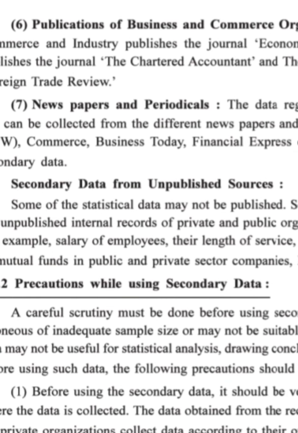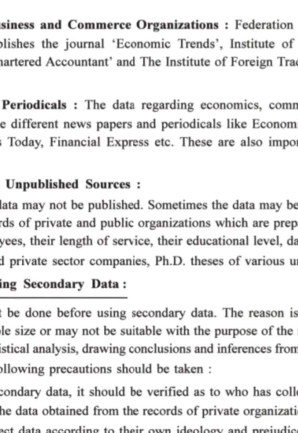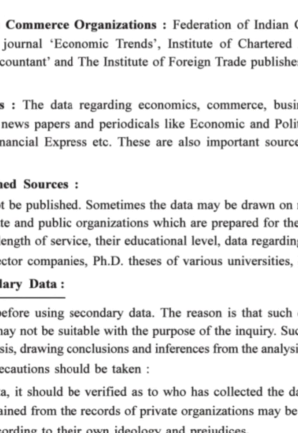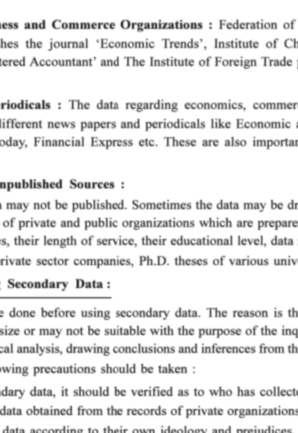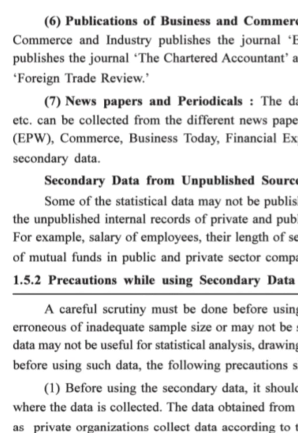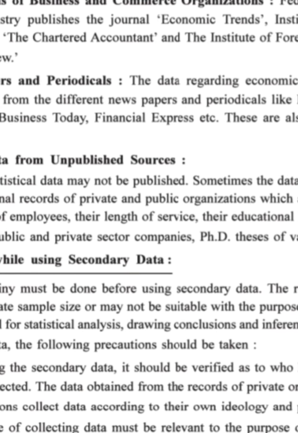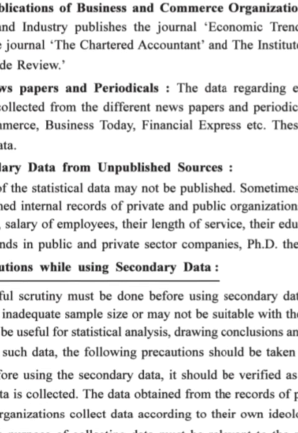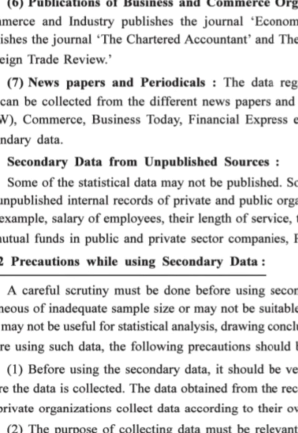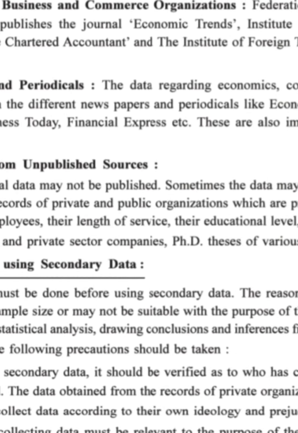Then comes secondary data from unpublished sources. While we are talking about unpublished sources, sometimes the data may be drawn, on request, from the unpublished internal records of private and public organizations. Suppose you are doing a research work and you approach some private institutions and public organizations to give away their own personal data. Whenever they provide such data, those data become secondary data for us from unpublished sources.